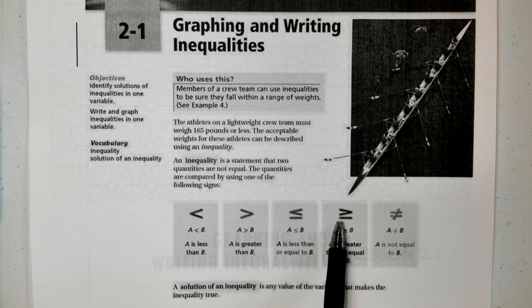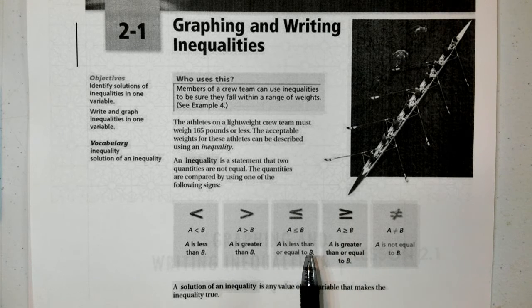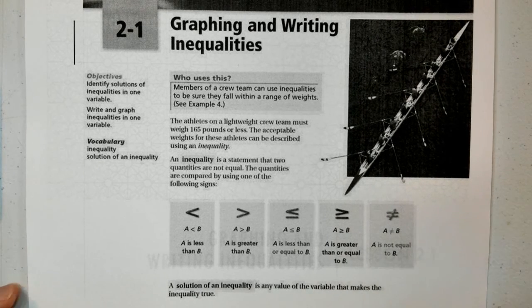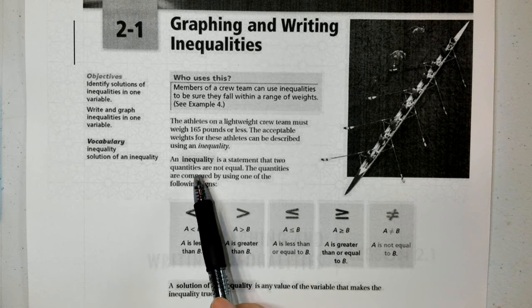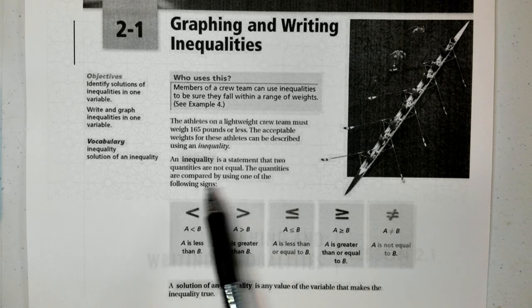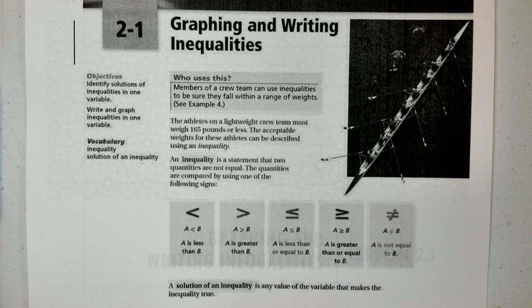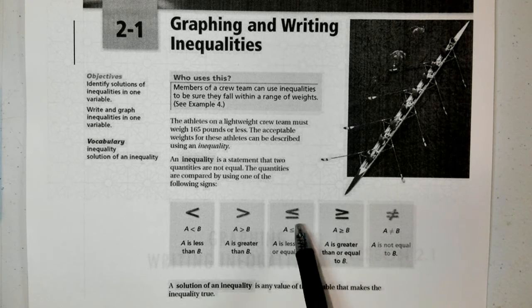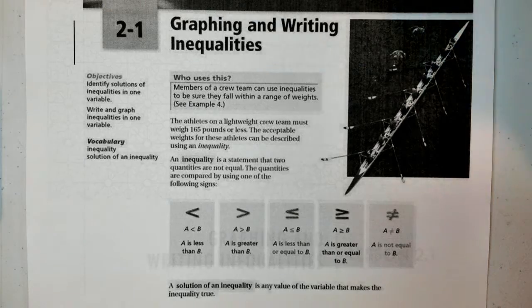When we have the equal to, that means the solution, or the number that we're comparing our variable to, is included in the solution set. So a solution of an inequality is any value of the variable that makes the inequality true. And an inequality is a statement that two quantities are not equal. The quantities are compared by using these symbols. So they're not equal, but one might be bigger or smaller, or they could possibly be equal to, because we do have less than or equal to and greater than or equal to.